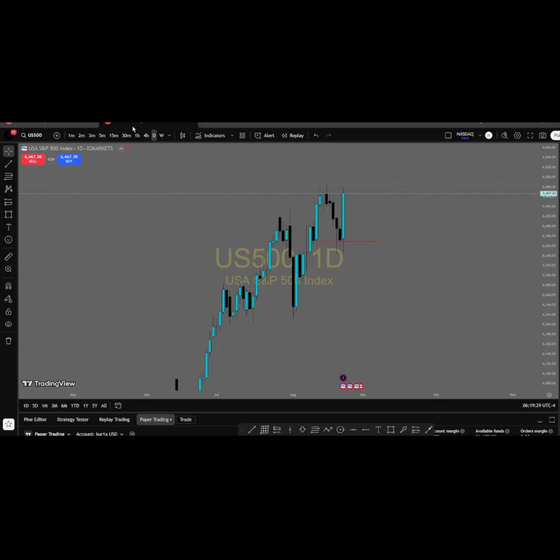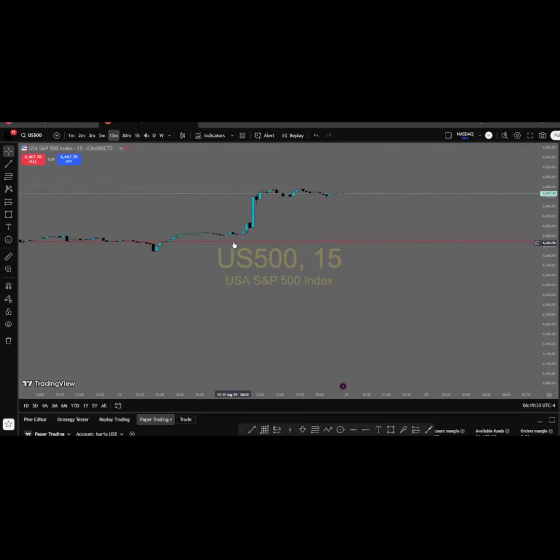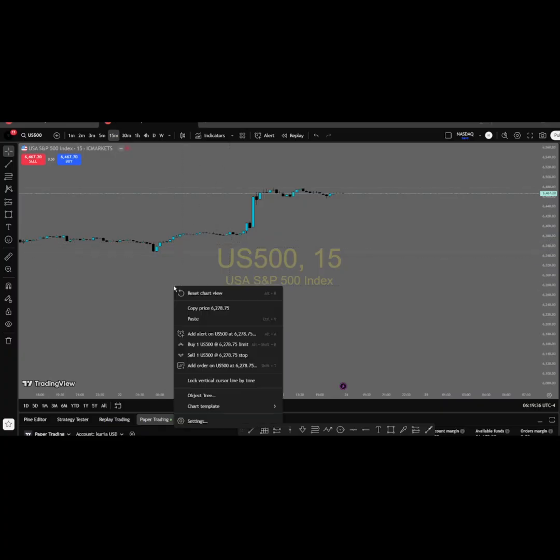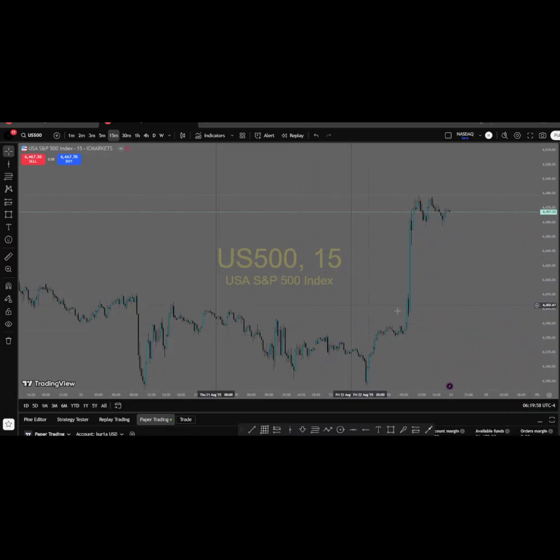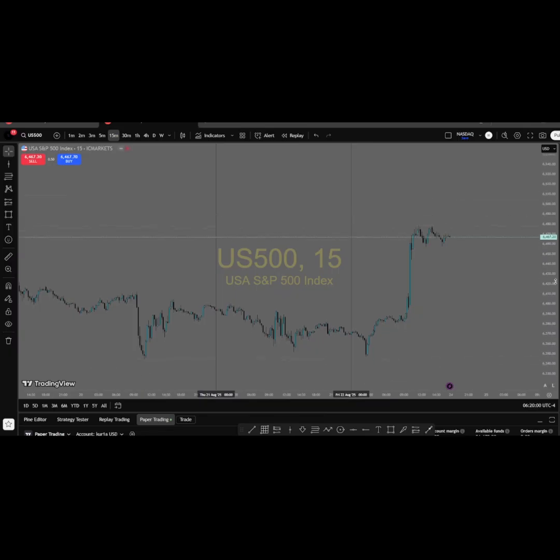And then we go to US 500, we do the same, go down to the 15 minute. I'll be showing you how I traded the Thursday price action. Now it's coming back to me the moment I see lows and highs that were formed on that day up to there. Okay, so let's look at that price action.